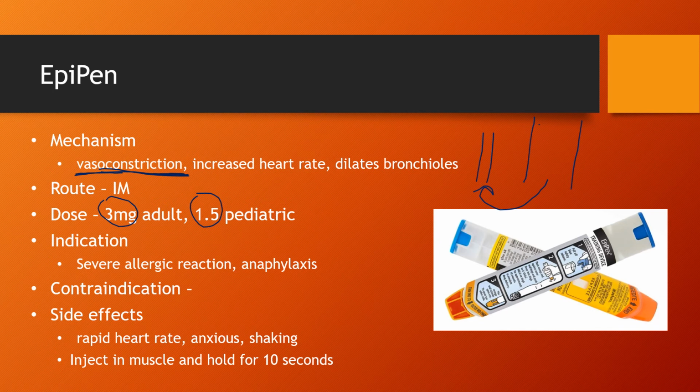It also increases the heart rate, because also remember, your sympathetic nervous system is epinephrine or norepi. Well, you're pretty much giving them an adrenaline dump. But it also dilates their bronchioles.